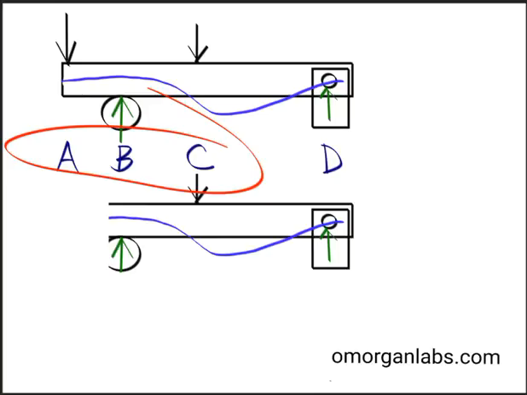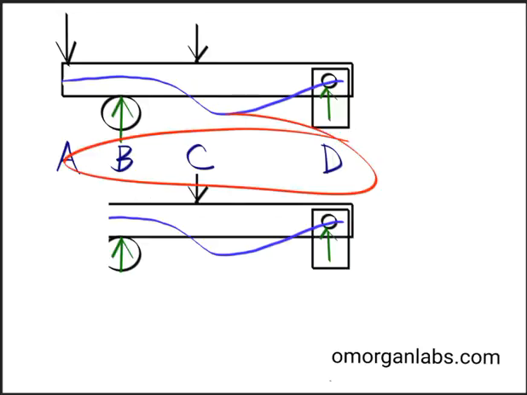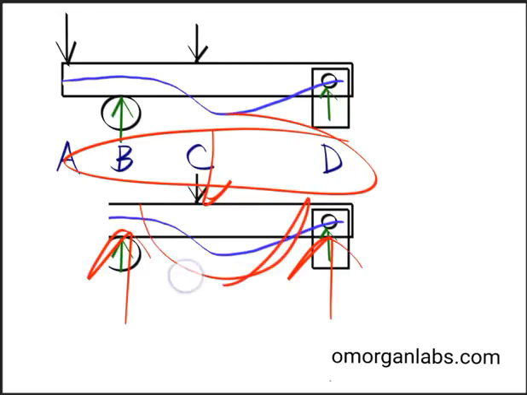If you look at that, you'll see that A, B, and C, or not A, B, and C, B, C, and D. If you look at B, C, and D and break that out, you'll see that you have forces going up and down, wanting to bend it concave up.